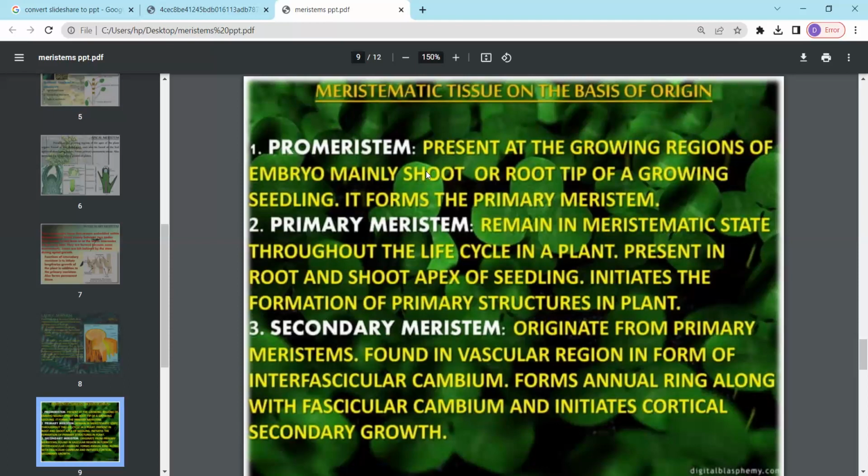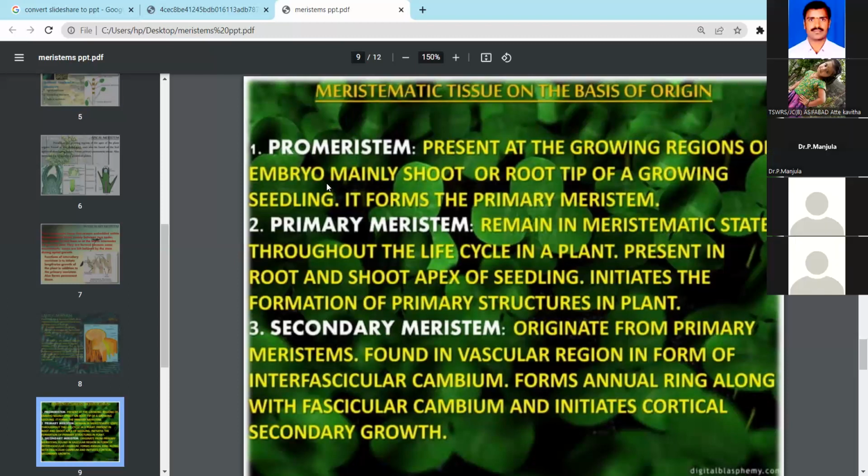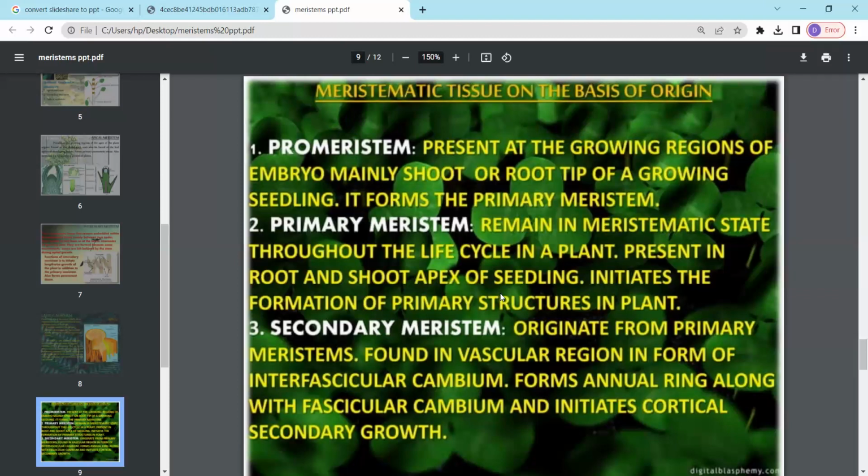The primary meristem is found at the root and shoot apex of the seedling and initiates the formation of primary structures of the seedlings. It mainly helps in the formation of primary structures in the plant, like leaves, stem and roots.